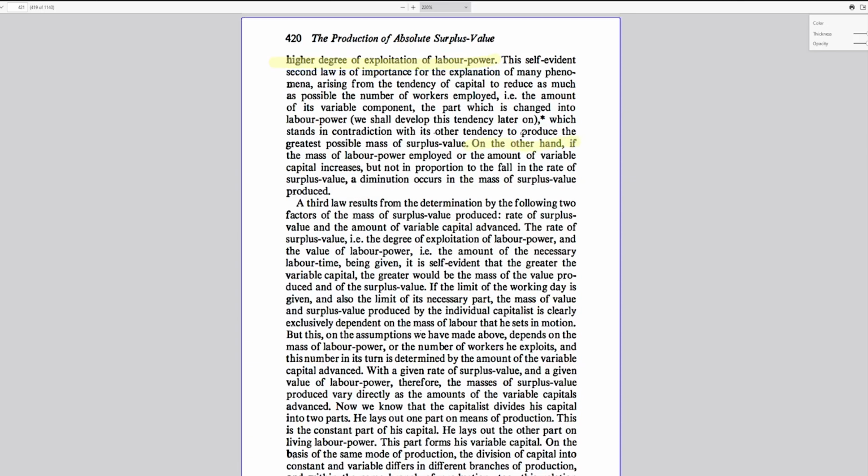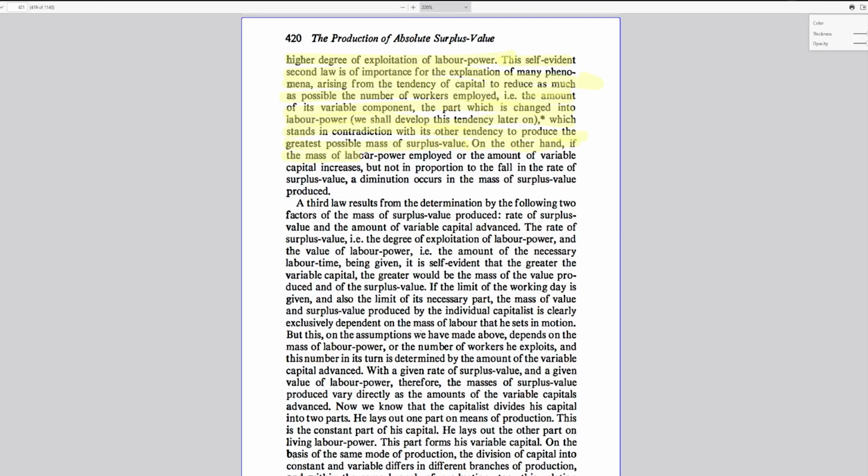Actually, one right at the end here as well is pretty good. He says, big sentence. This self-evident second law is of importance for the explanation of many phenomena arising from the tendency of capital to reduce as much as possible the number of workers employed, i.e. the amount of its variable component, the part which is changed into labor power, which stands in contradiction with its other tendency to produce the greatest possible mass of surplus value.